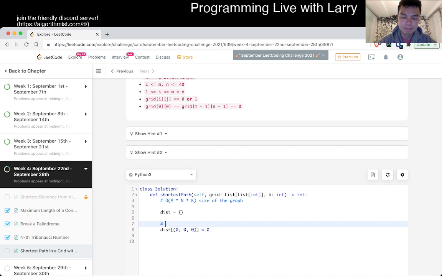But, what was I going to say? Oh yeah, this is x, y, and then k, right? That we used. So now this is just breadth first search. So let's get started on the breadth first search.